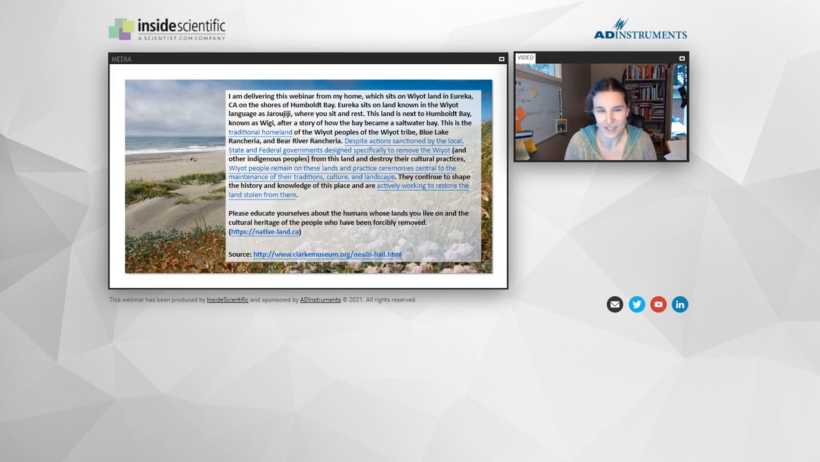Despite actions sanctioned by the local, state, and federal governments designed specifically to remove the Wiyot and other indigenous peoples from this land and destroy their cultural practices, Wiyot people remain on these lands and practice ceremonies central to the maintenance of their traditions, culture, and landscape. They continue to shape the history and knowledge of this place and are actively working to restore the land that was stolen from them.